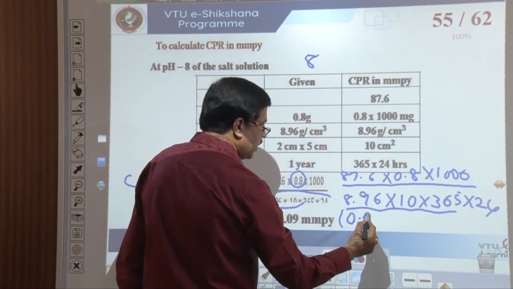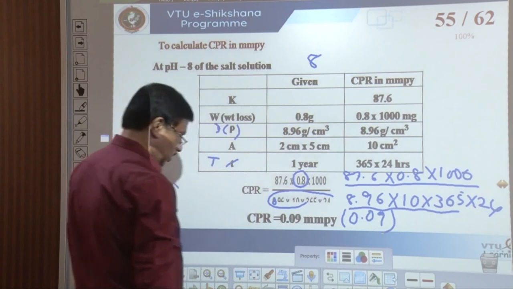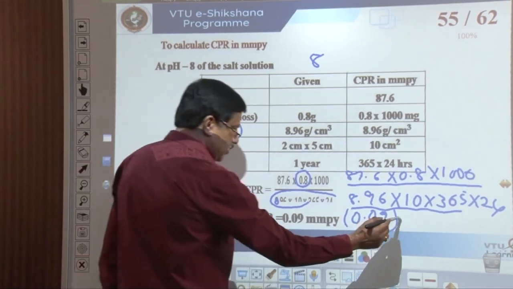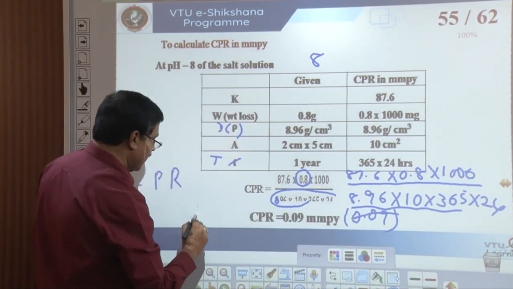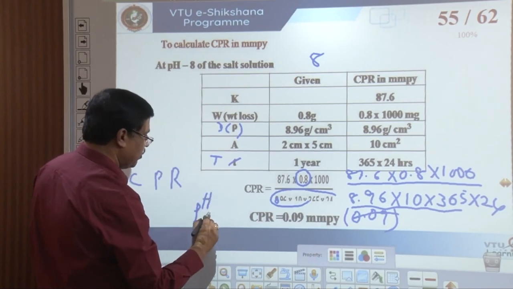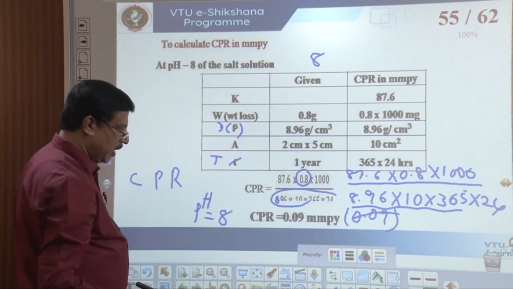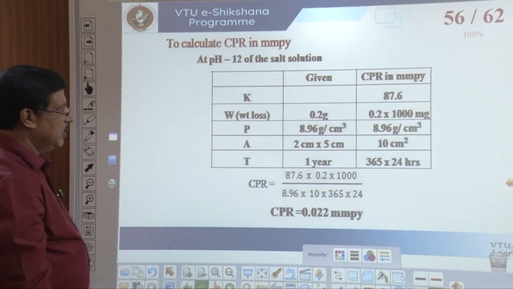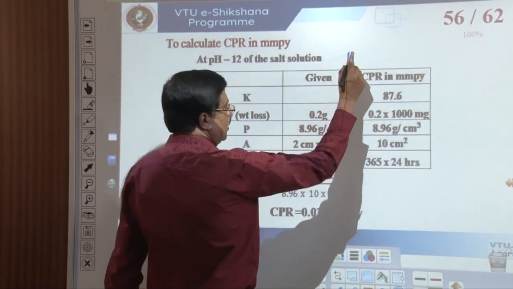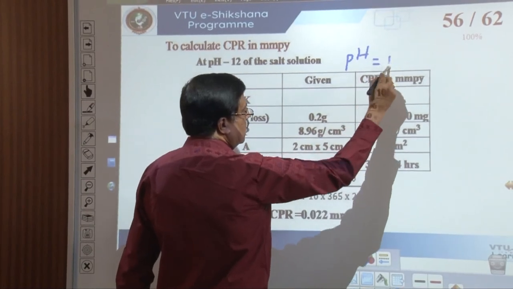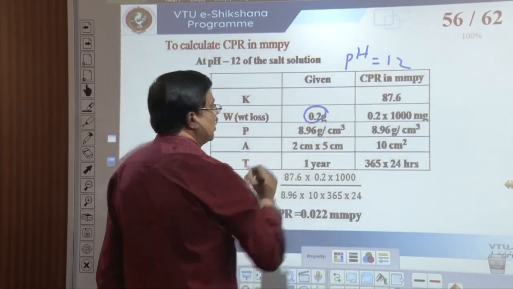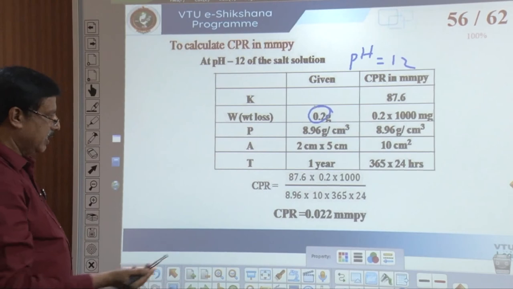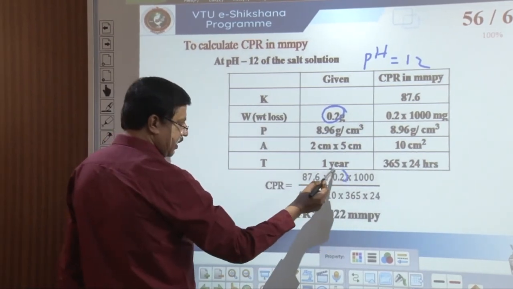So let us see the next one, that at pH 12. This is not 0.09, this is at pH 8. At pH 8, you will get about 0.09 millimeter per year. So, at 0.2 gram, this is pH 12, 0.2 gram. I told you already, except this value, remaining values are same.